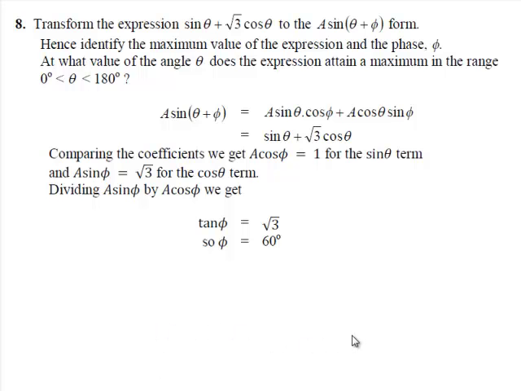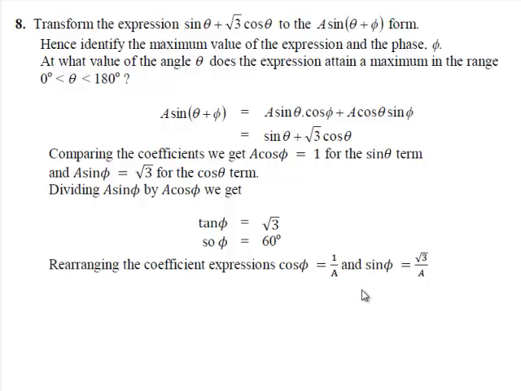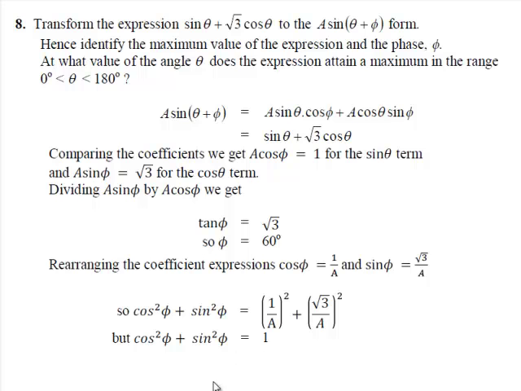To find a, the amplitude, we want to get sine phi and cos phi by themselves. So there's cos phi and there's sine phi. Now if we square the two of them, we get cos squared phi plus sine squared phi is equal to this expression here. But cos squared phi plus sine squared phi is equal to 1, so we can now set these equal to each other. With a bit of rearrangement we can say 1 squared plus root 3 squared is equal to a squared. 1 plus 3 is 4, the square root of 4 is 2, so we can write that a, the amplitude, is equal to 2. Let's clear the page so we have somewhere to write.